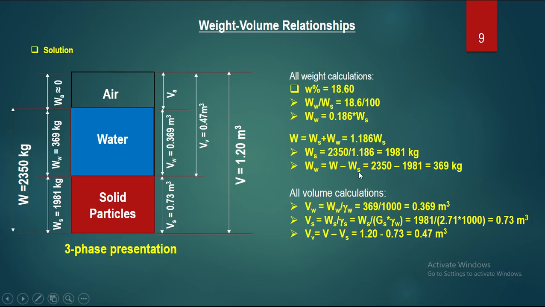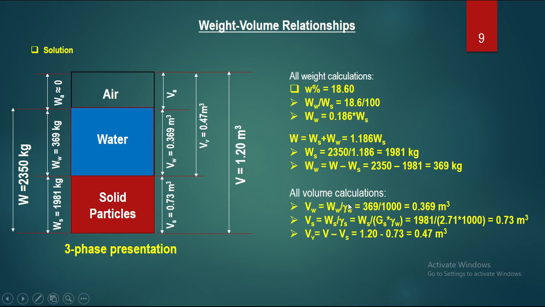Similarly, you can now get the weight of water, and weight of water is this total weight minus this much weight of solid, and that should give you the weight of water, and that is also written here. Now let us do the volume calculations. So on the left side we already have W, Ws and W, all these are filled in, so we are going to fill in all these values now.